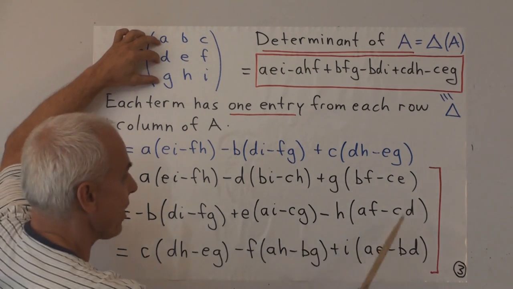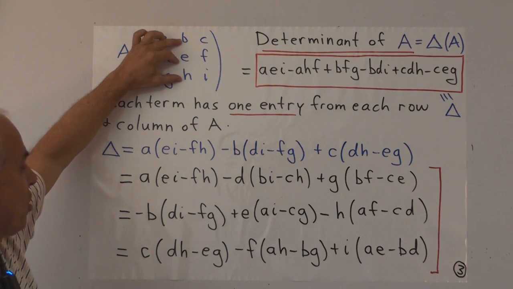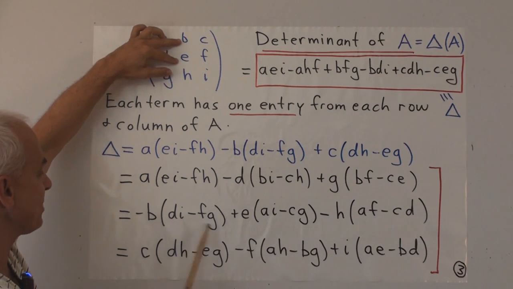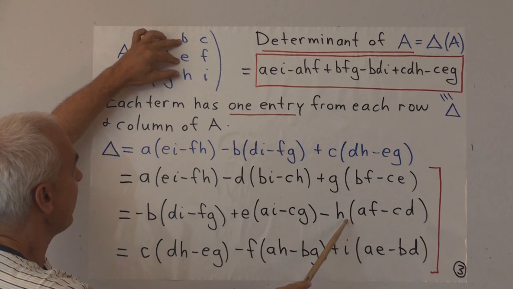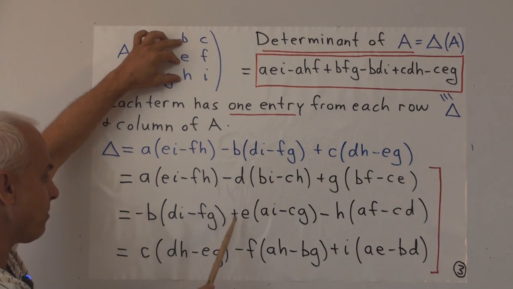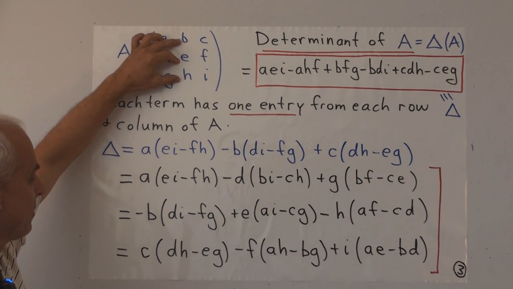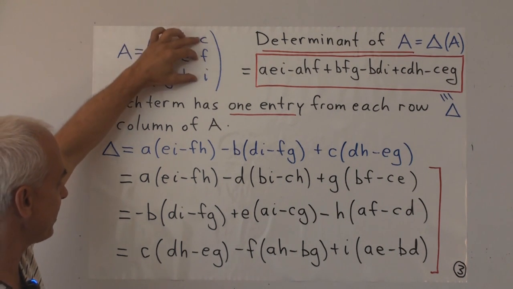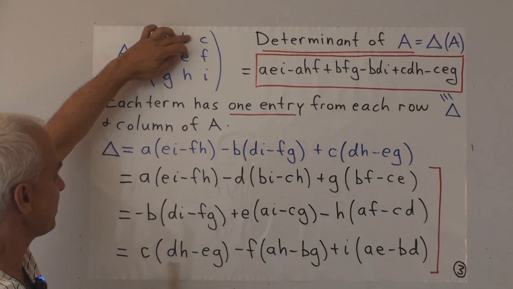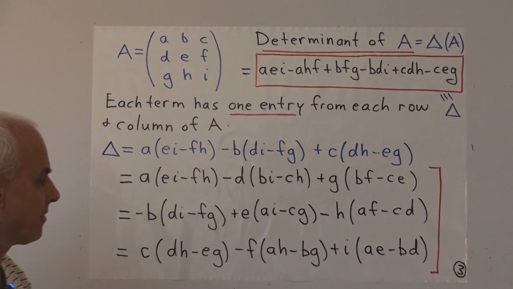In this line here, I rewrite the same thing using the entries of the second column as primary. So B times something, E times something, H times something. And I also alternate minus, plus, minus for reasons that will become clear. And finally, this last one: it's C times something, F times something, I times something.